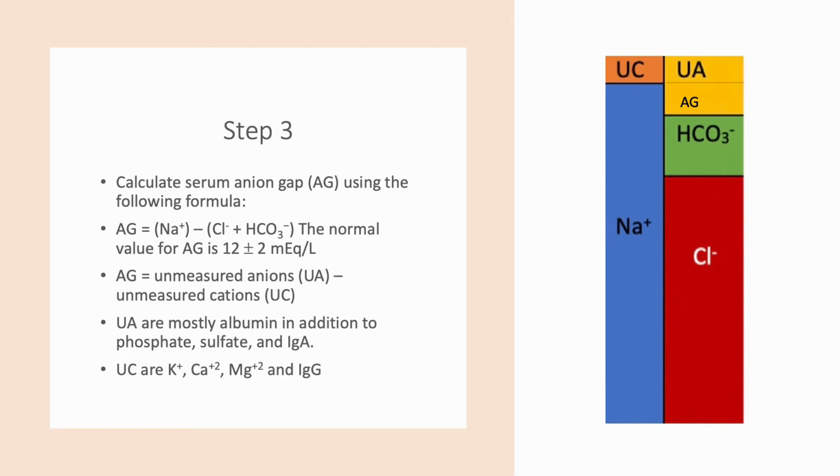Now, unmeasured anions are mostly albumin, because albumin has a negative charge, in addition to some phosphate, sulfate, and IgA. Measured cations are mainly your potassium, calcium, magnesium, and IgG. Those have positive charges. So in other words, if you measure everything, you're not going to have an anion gap, and then the positives will equal the negatives. I cannot emphasize that more.